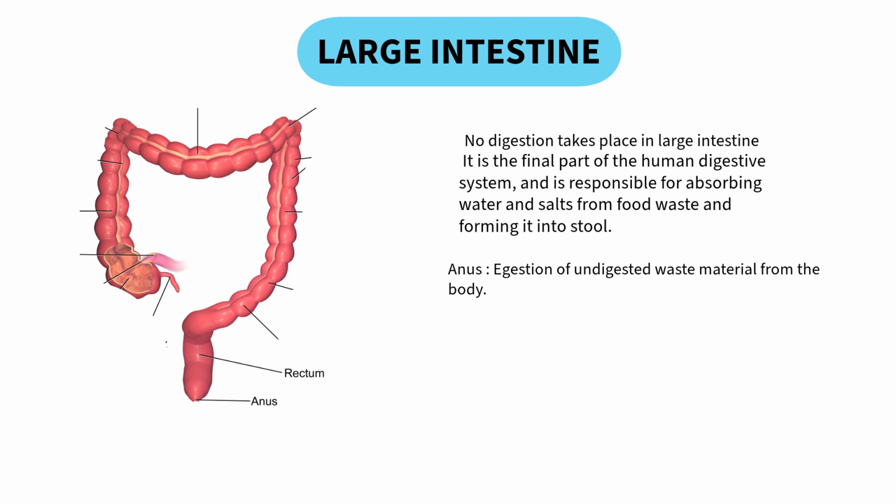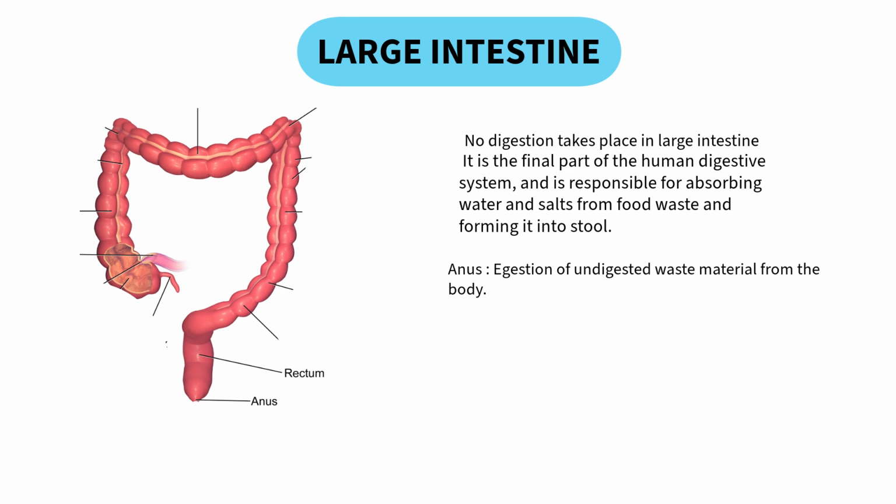What happens to the undigested food? The undigested food passes from the small intestine into the wider tube called the large intestine, which you can see in the picture. Here most of the water left in the undigested food gets absorbed in the large intestine.